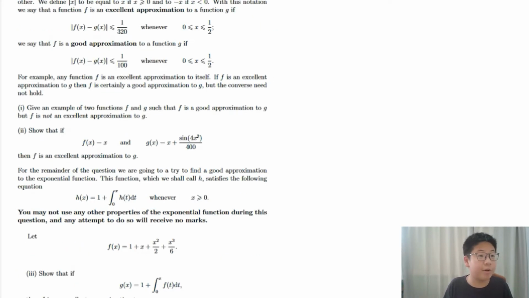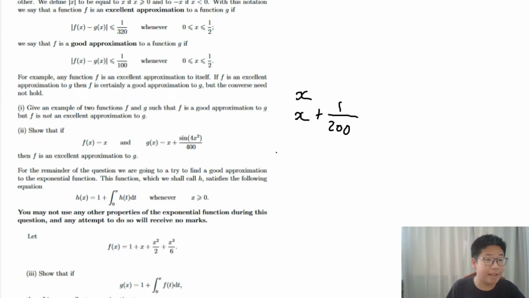So, give an example of two functions f and g such that f is a good approximation to g, but f is not an excellent approximation to g. There can be many others, but the first thing that comes to mind are x and x plus 1 over 200. Now, for the remainder of the question, show that if this, then f is an excellent approximation to g.